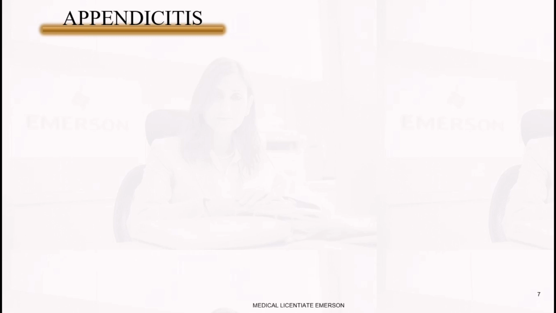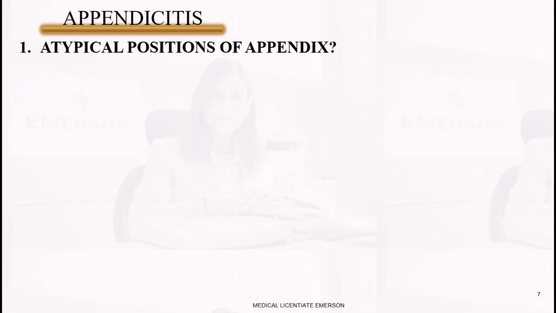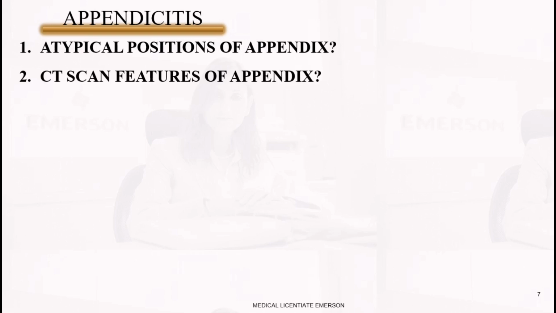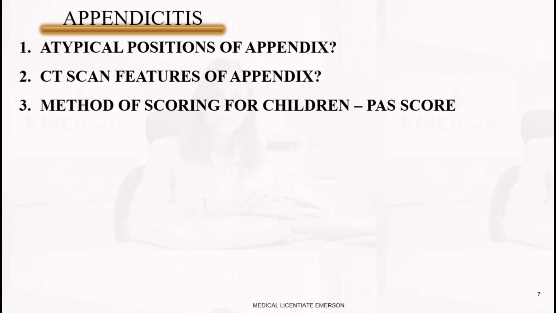Then we're now on a patient with appendicitis. So atypical positions of the appendix. Everyone knows the typical positions such as the retrocecal, pre-ileal, post-ileal, pelvic. So what are the atypical positions now? Where else can you find the appendix apart from those typical ones? Then CT scan features of appendicitis. So what are the CT scan features of appendicitis?